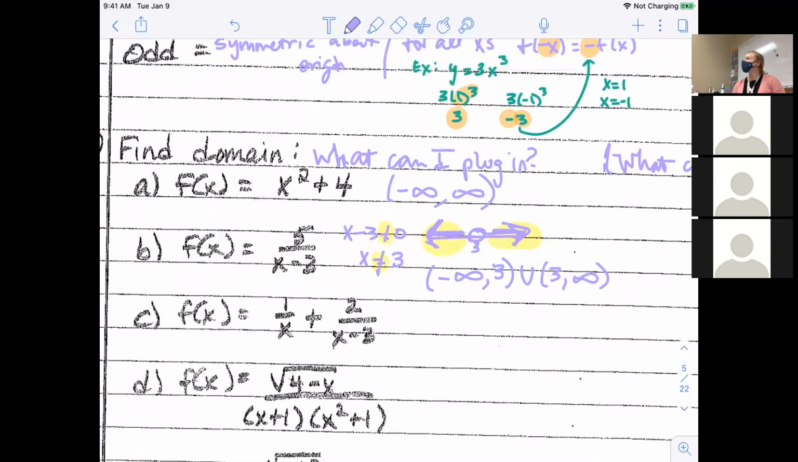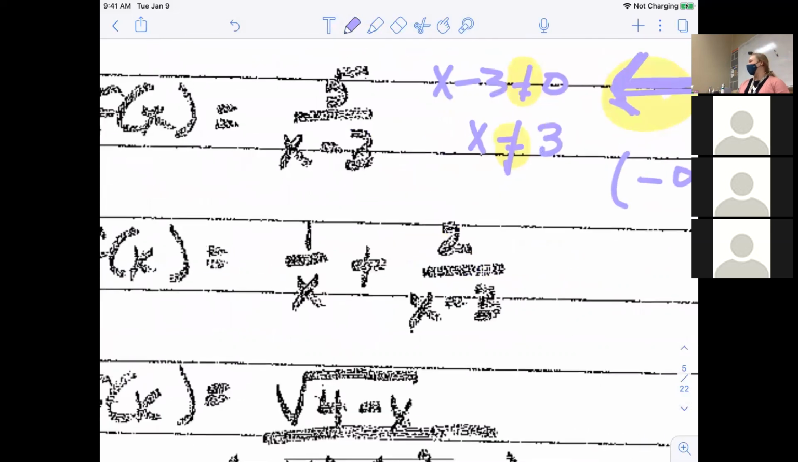Okay, let's do the next one. I've got 2 fractions here, so we've got probably 2 restrictions at least. The first fraction is 1 over x. What can I not have in that expression? X cannot equal 0. Good. There's nothing to be added or subtracted. We just would plug it in, and if we physically plugged in 0, we would have a problem. What about in the second fraction? X cannot equal what? 3.